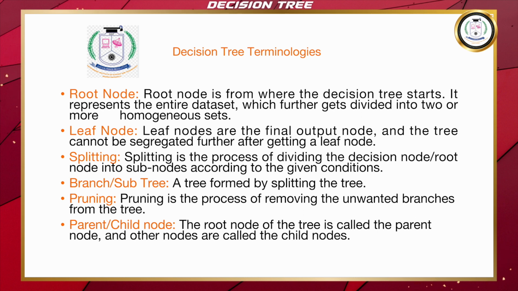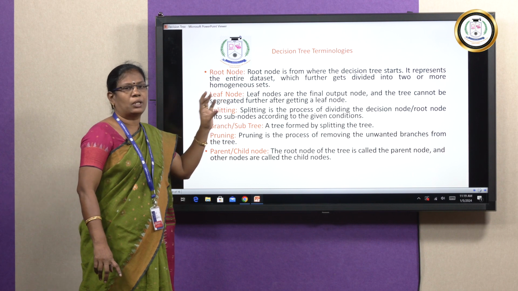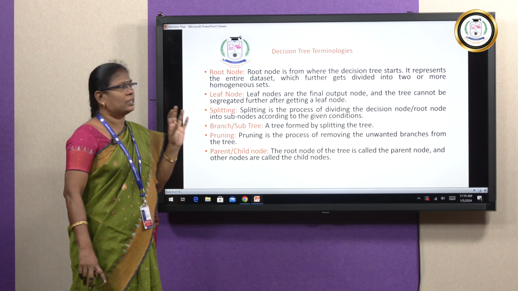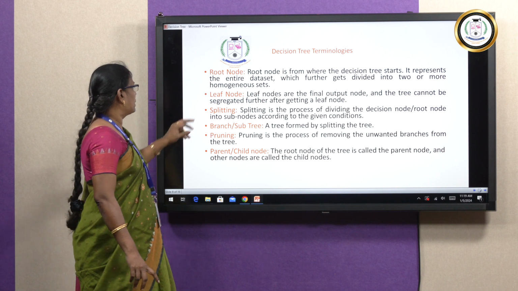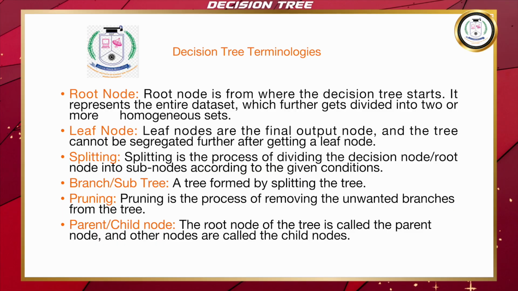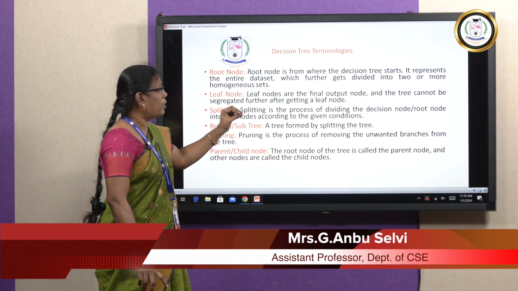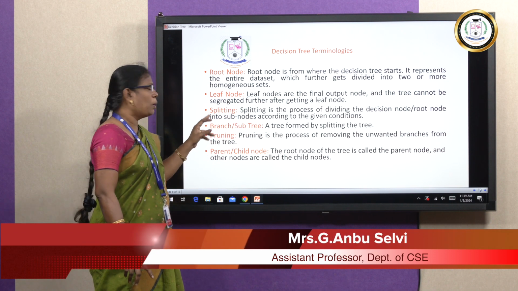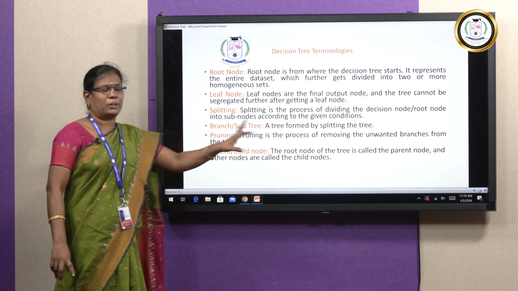Some of the terms in decision tree algorithms: first one is the root node, which is the starting node. Starting from this node, the decision tree begins, and it is divided into 2 or more subtrees. Leaf node is the final or last node. Splitting is the process of dividing the decision node or root node based on the conditions. Branch or subtree is a tree formed by splitting the tree.